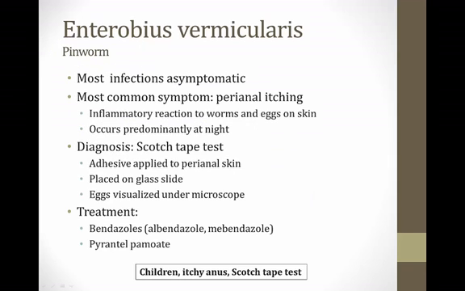Most infections are asymptomatic, but the most common symptom is perianal itching. So there's inflammation from reaction to the worms or the eggs on the skin around the anus. And this occurs predominantly at night. So these children are going to have an itchy anus at night.